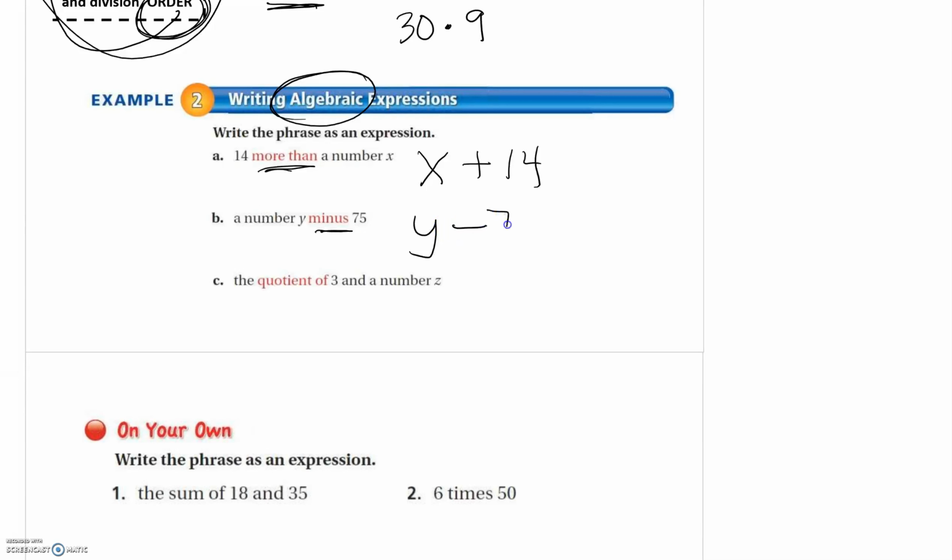So y minus 75. The quotient of, again paying attention to that order here, the quotient of 3 and a number z. Order tells me that whatever's first I need first. So I need 3 divided by z. Now I can write it with my division symbol, or I can also write this as 3 with my fraction bar z. Both of them will represent division.